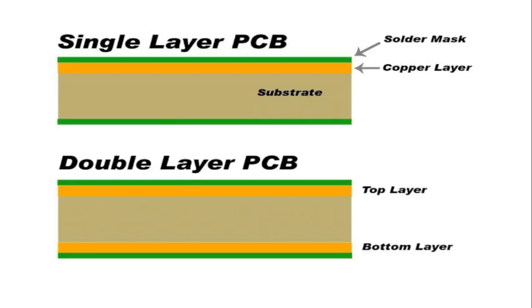Now the next is how these PCBs look from a side or cross-sectional view. All PCBs have a substrate, and in case of a single layer PCB we have only one layer of copper, and then on top of that we have solder mask and we may have the silkscreen. In case of a double layer PCB we have two layers of copper, and the solder mask and silkscreen are the same.